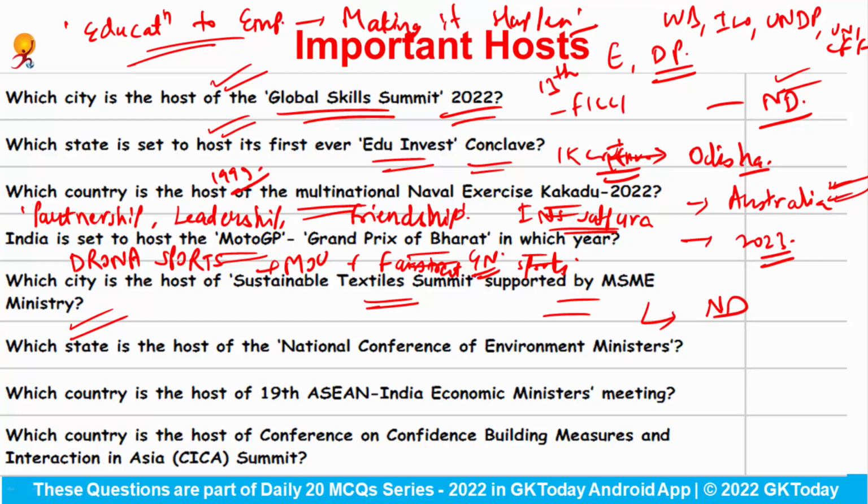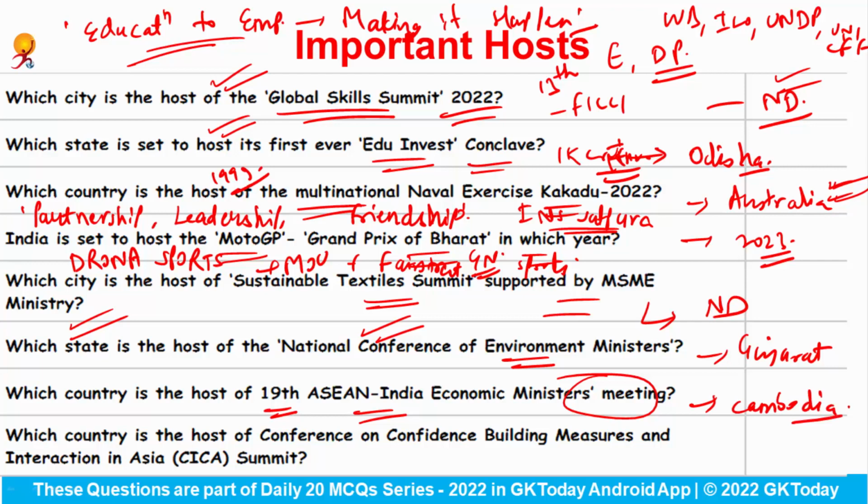Which state is the host of National Conference of Environment Ministers meeting? Answer would be Gujarat state. Which country is the host of 19th ASEAN India Economic Ministers meeting? So the host of this event is Cambodia. Okay. What is the full form of ASEAN? The Association of Southeast Asian Nations, and you have to tell me where the headquarters lies.